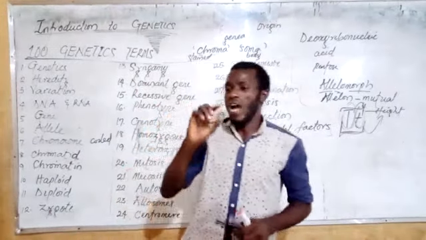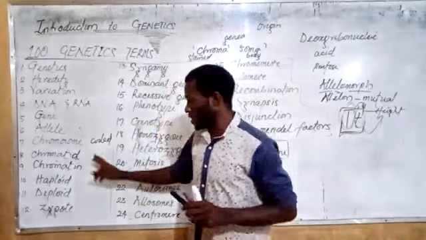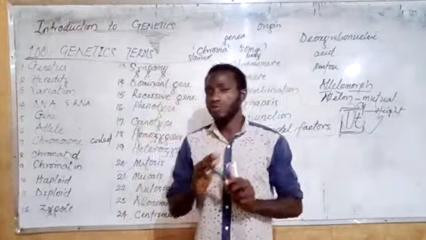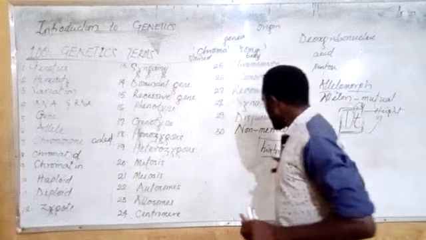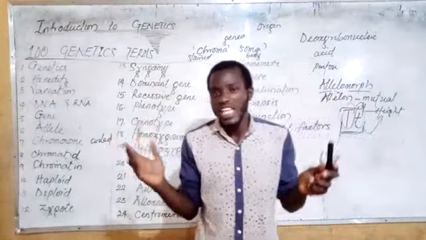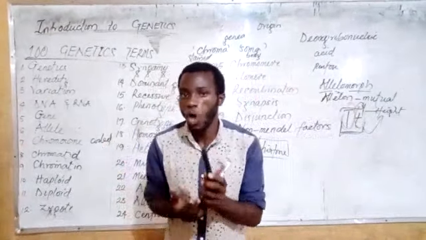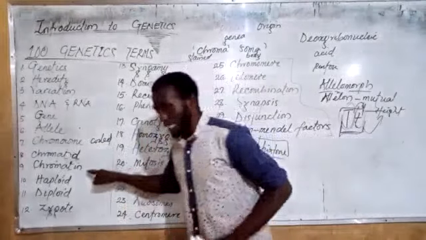Now, this is the difference between the three. When we have a complex of just the DNA strand and this histone protein alone, not coiling on each other, we call it the chromatin.